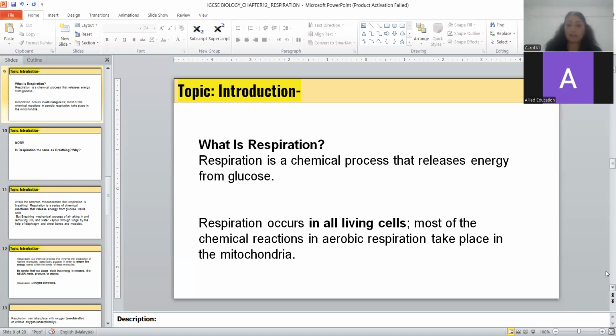Respiration occurs in all living cells. A dead cell doesn't respire, of course. Most of the chemical reactions in aerobic respiration take place in the mitochondria, as I said. And you know what mitochondria is? Mitochondria is like an energy factory of your body.